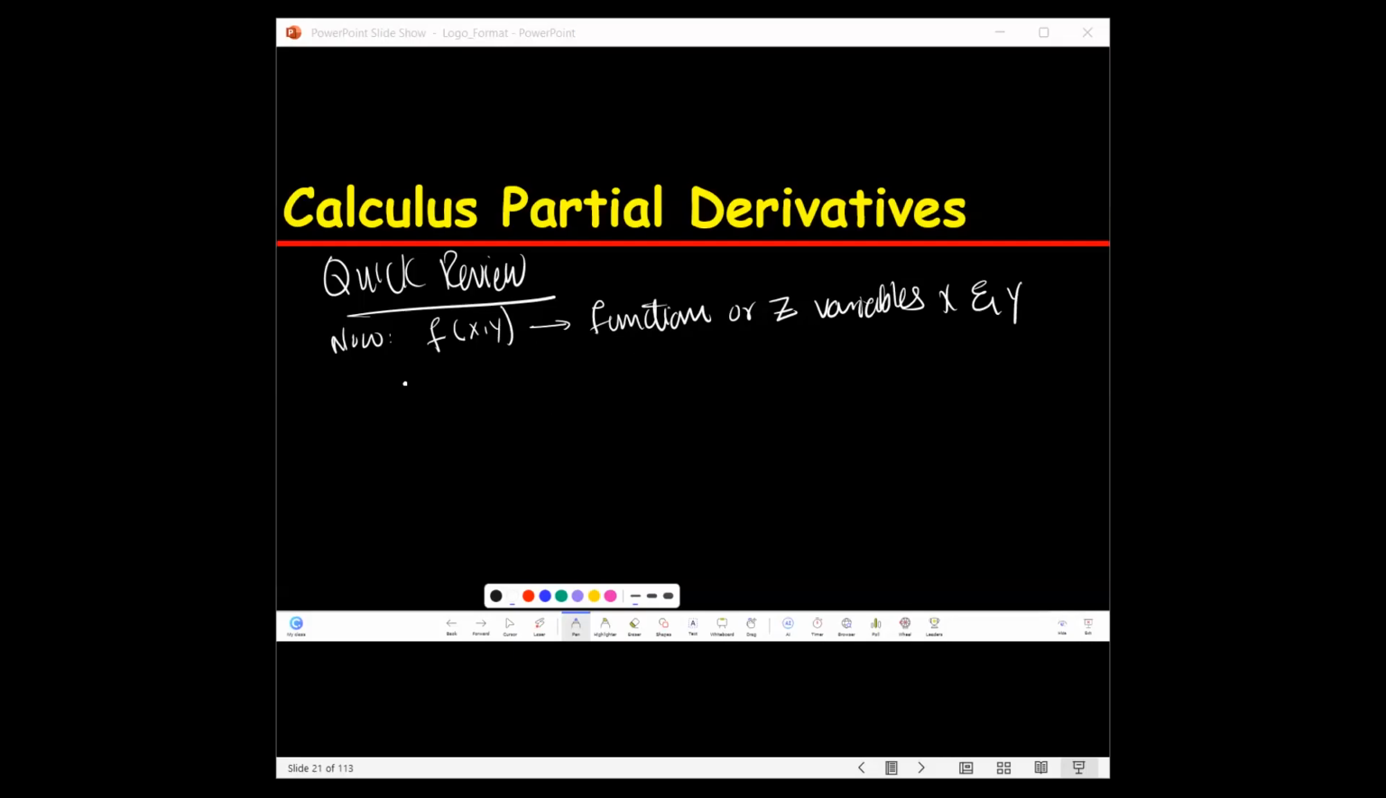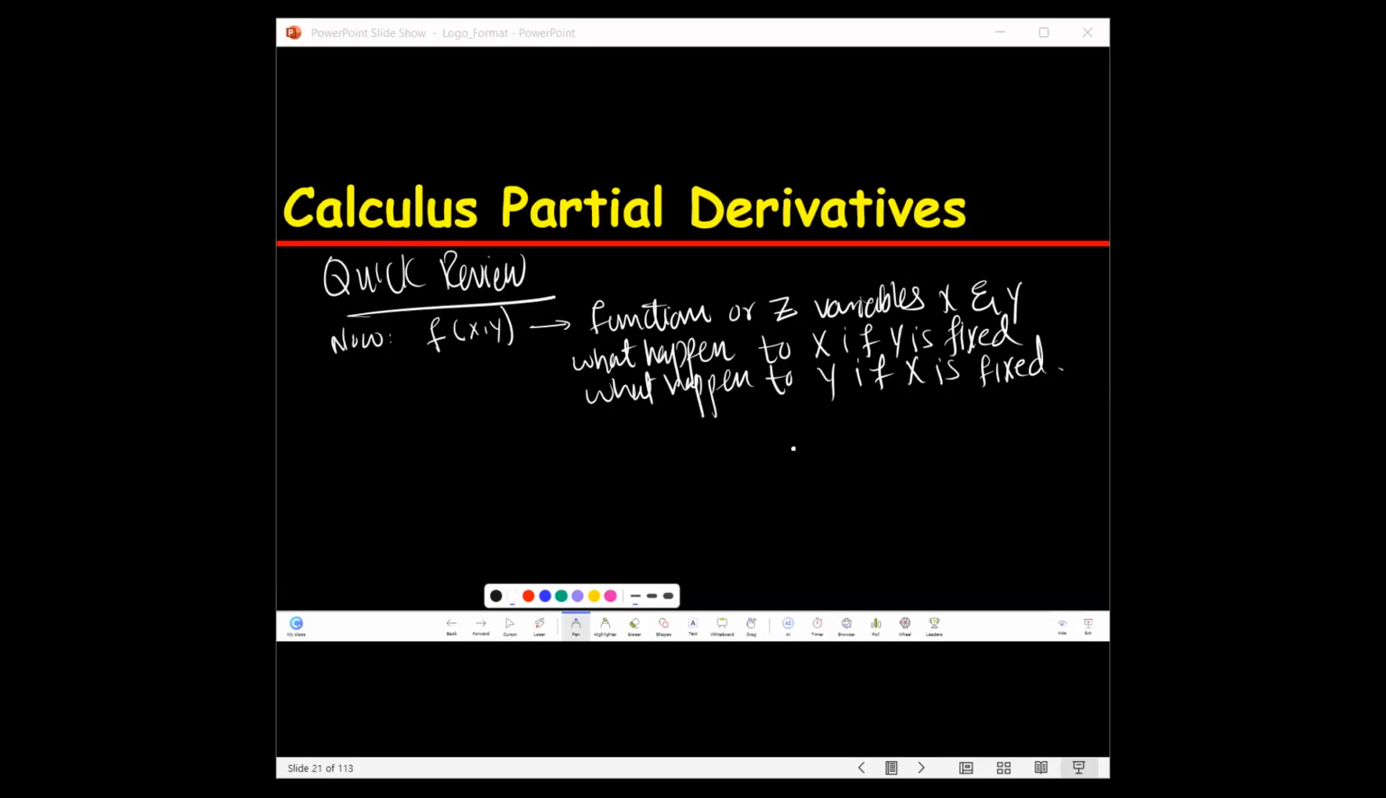So what happens really, the partial derivative is about what happens to x if y is fixed, and what happens to y if x is fixed? Really this partial derivative is kind of the story about this matter. What's happening to x when y is fixed, and what happens to y when x is fixed?